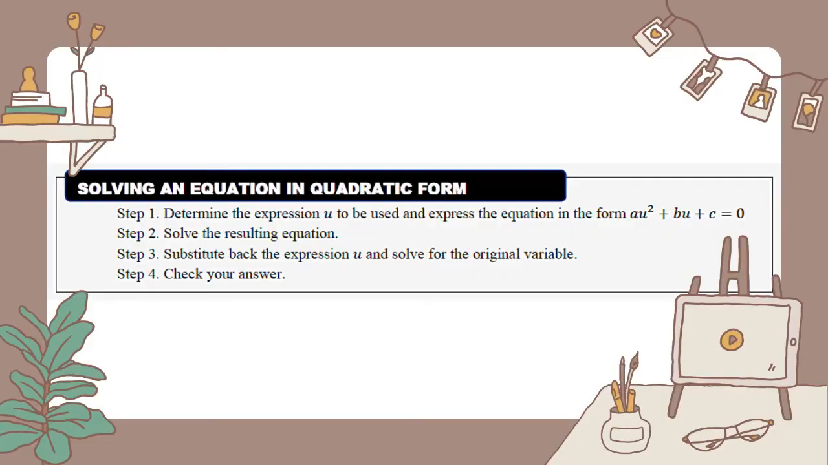Let's have these steps in solving an equation in quadratic form. The first step is to determine the expression u to be used and express the equation in the form au squared plus bu plus c is equal to 0. Then, solve the resulting equation and substitute back the expression u and solve for the original variable. Then, the last step is check your answer.